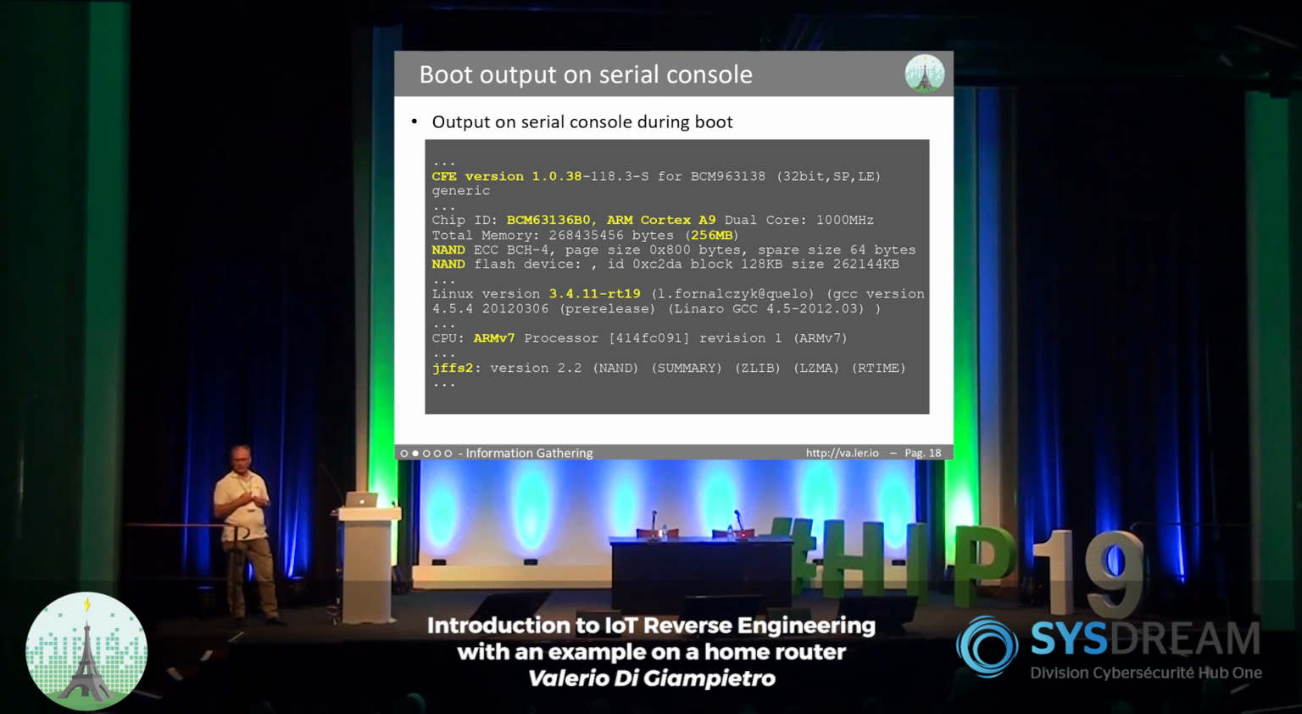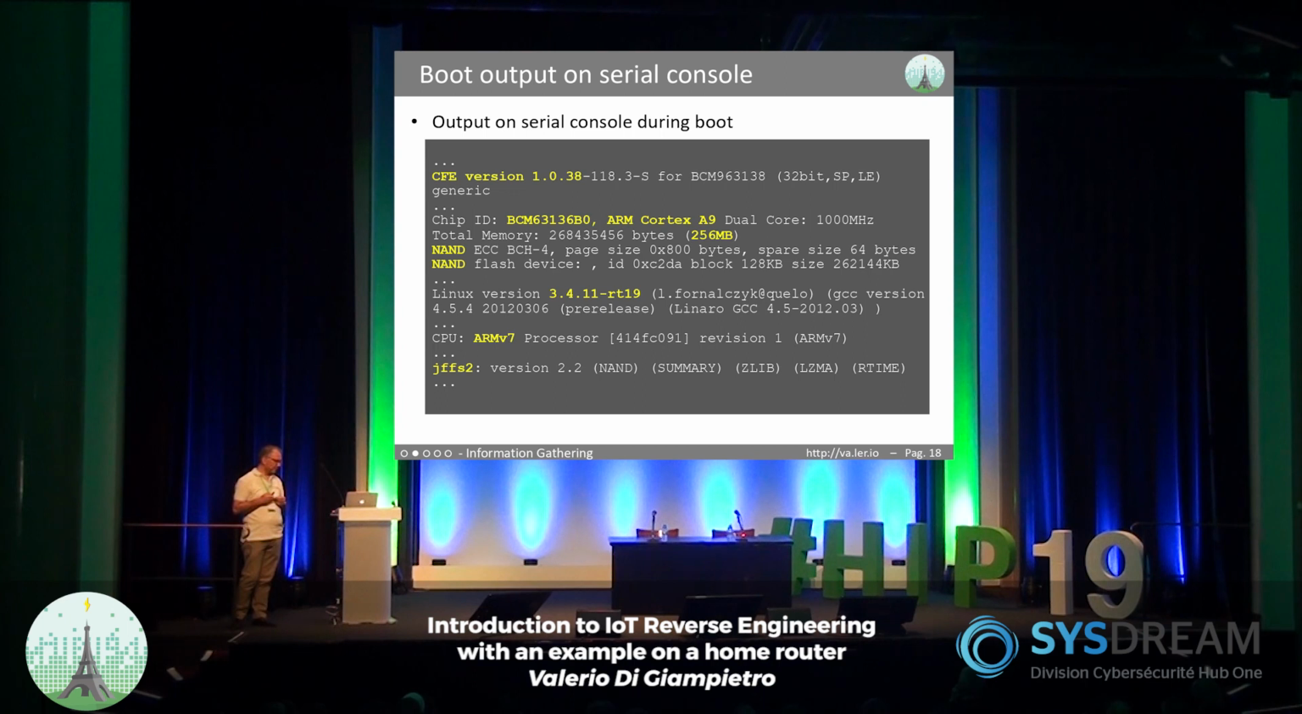There is not so much information about this chip on the internet. Probably it is a custom-made chip because Broadcom allows its customers to build chips putting together a processor core and some other devices. But anyway, we know that it has a processor core, that it is an ARM Cortex A9 dual-core CPU running at 1 GHz. We also can identify that it has 256 megabytes of RAM and 256 megabytes of flash EEPROM. We can also identify the Linux kernel version, that it is 3.4.11 with real-time patches 19.